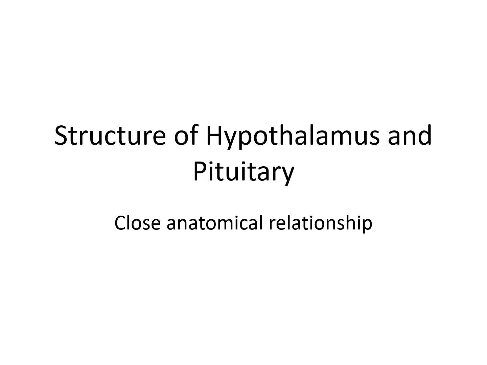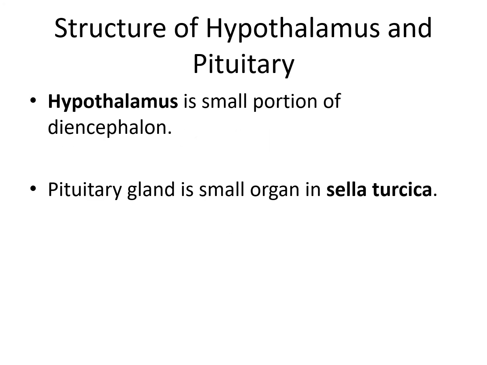So let's look at the structure of the hypothalamus and the pituitary. As you will see, or as you already know from the lab, there's a close anatomical relationship between the two structures. The hypothalamus is a small portion of the diencephalon, and the pituitary is a small organ located in the sella turcica. So you remember in SCB 203, you learned about the sphenoid bone, and one area of the sphenoid bone was this little depression called the sella turcica.